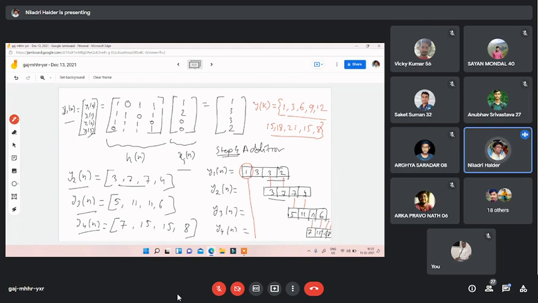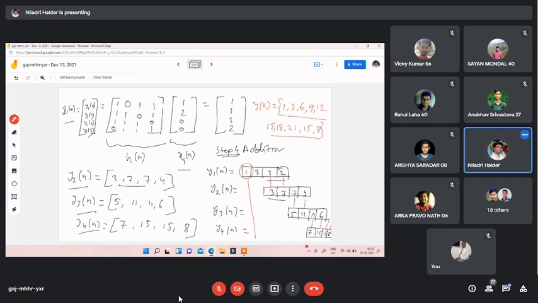That is your overlap add method. Clear? Shall I say it once again? Okay. This is very easy. Just you have to follow the steps.